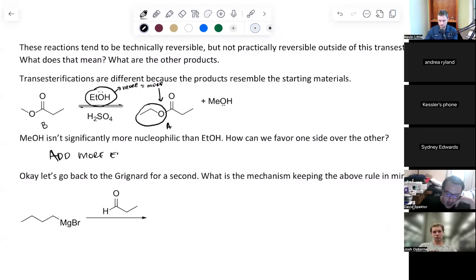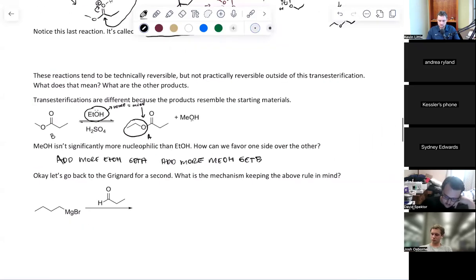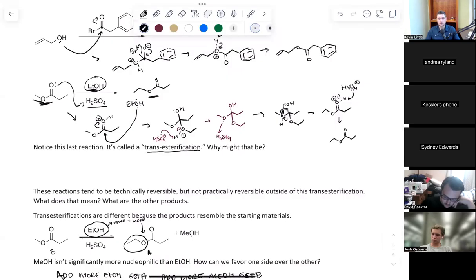If we add more ethanol, we get A. Add more methanol, get B. So it's reversible. It can go back and forth in a way that the other ones can't. Okay. So that's the most complicated mechanism we're going to do today. But this is kind of foreshadowing some of the mechanisms that might be coming ahead. This idea of doing a proton transfer to make one side a better leaving group than the other side is something that we do run into.